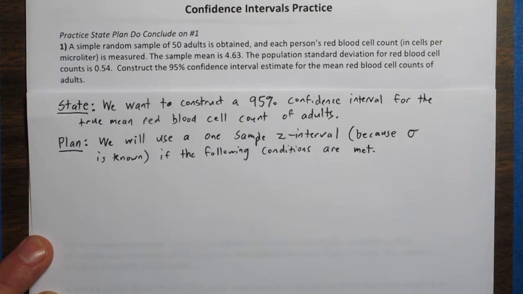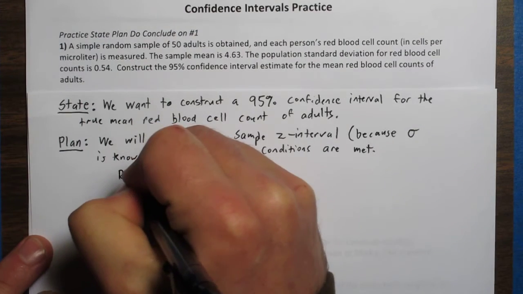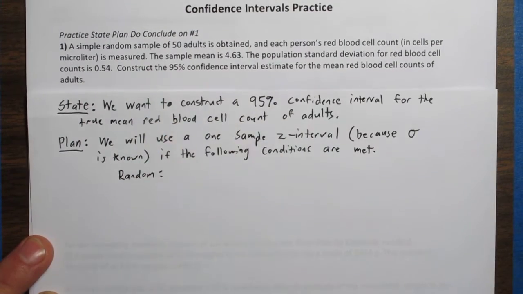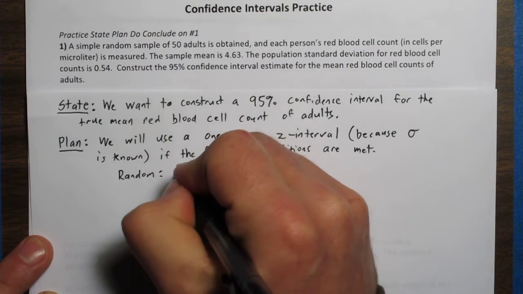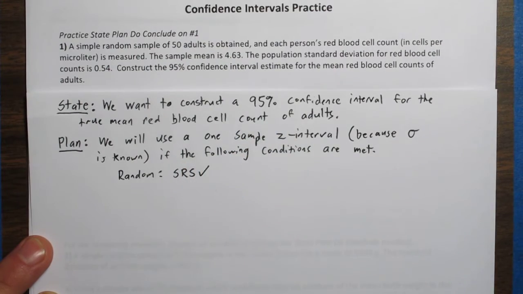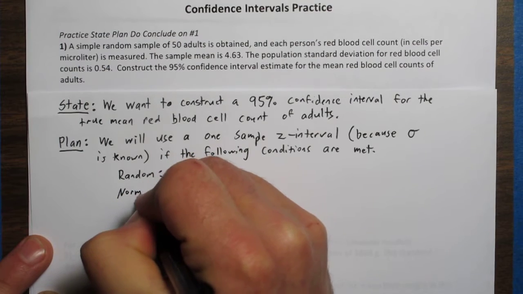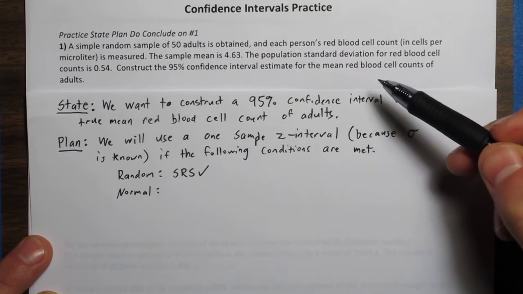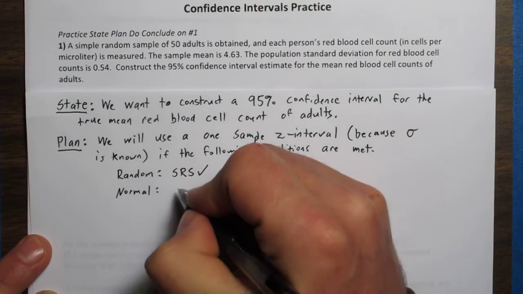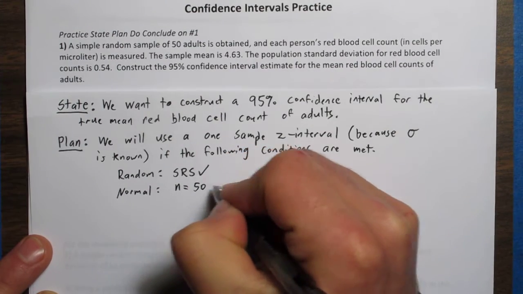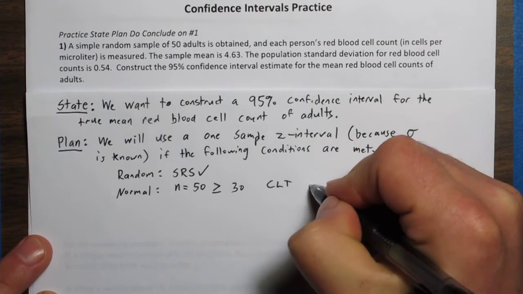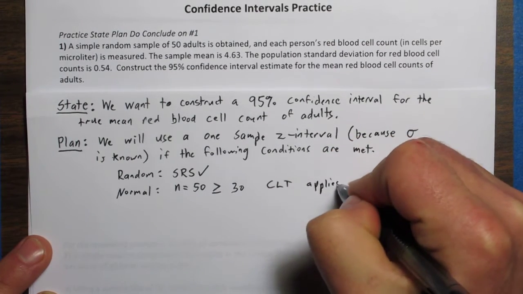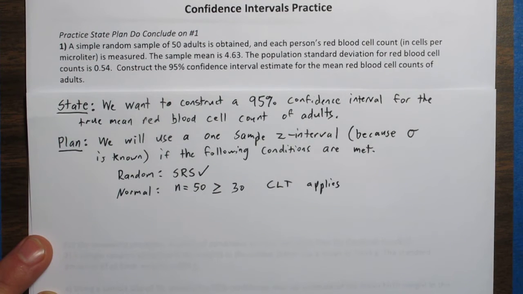So the first condition is random. And in the problem, they tell us it's a simple random sample of 50 adults. So our random sample is met. Next, normal. We don't know if the population is normally distributed, but since our sample size is 50, which is greater than or equal to 30, the central limit theorem applies, and it says the sampling distribution is approximately normal.